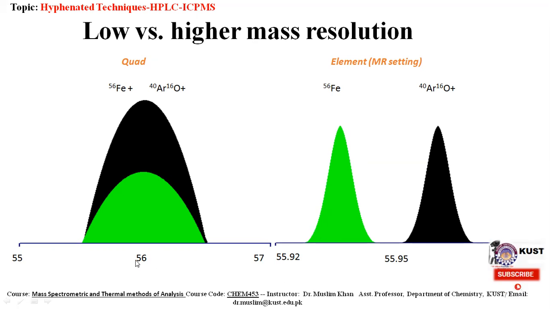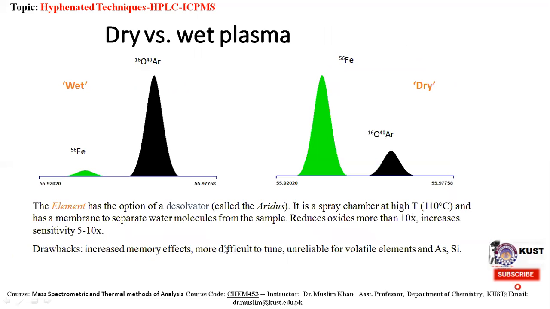But in a low resolution, we say 56 because of the low resolution. Also, because of the dry and wet plasma. For example, this is when the plasma is wet, and this one when the plasma is dry. Again, for the same example, the element has the option of a desolvator called Aridus.